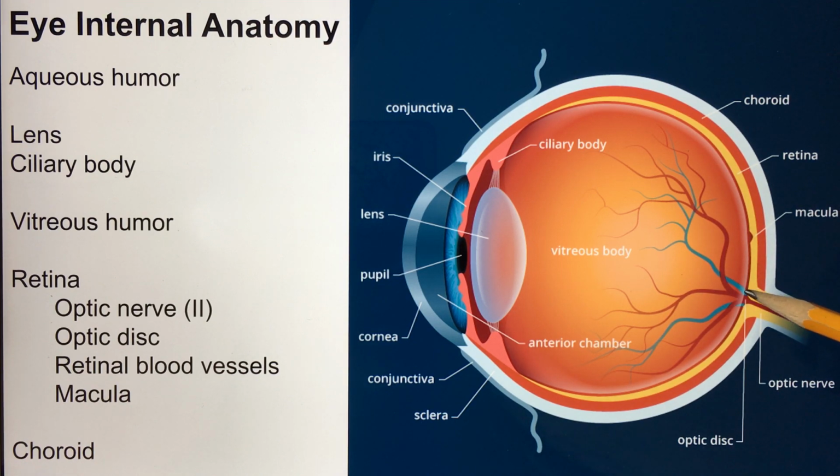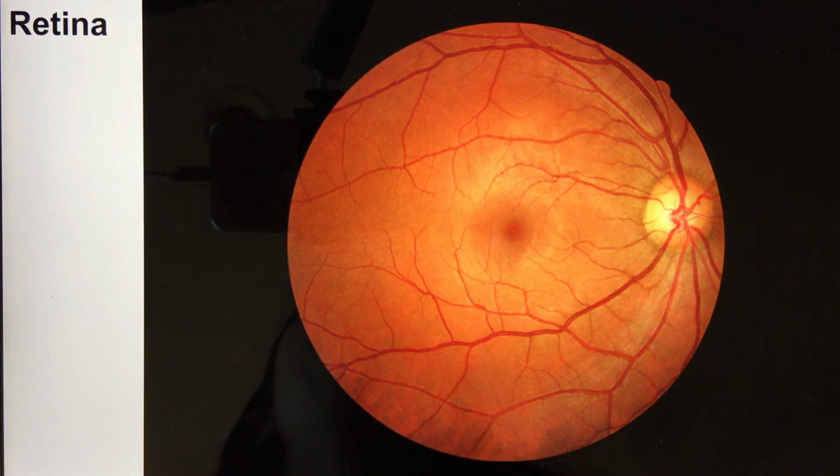The area on the retina right here where the eye blood vessels and the nerve enter the eyeball is actually the blind spot. It doesn't contain any photoreceptors. This spot is called the optic disc, and you can actually see it really well in this picture.